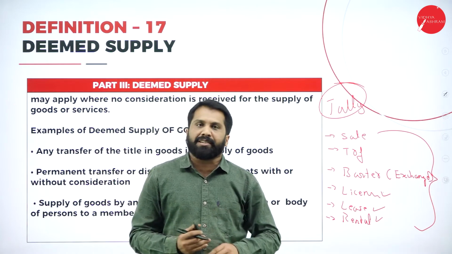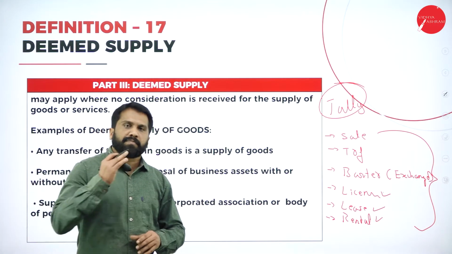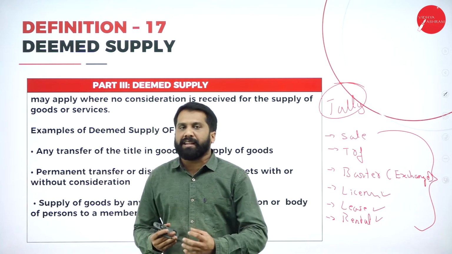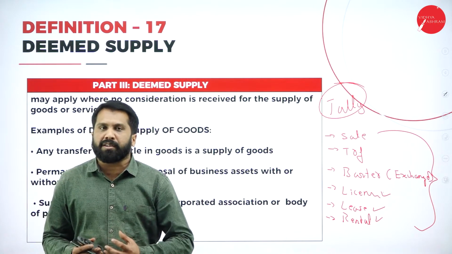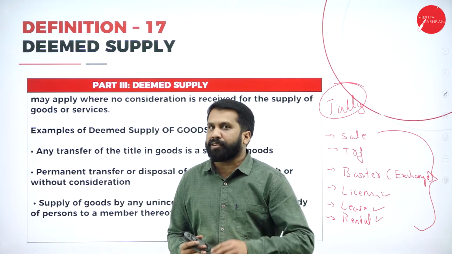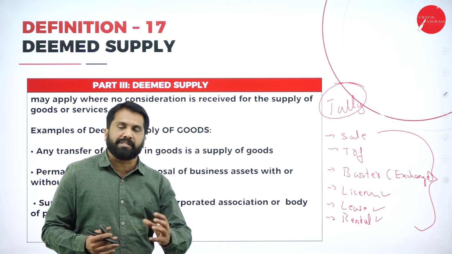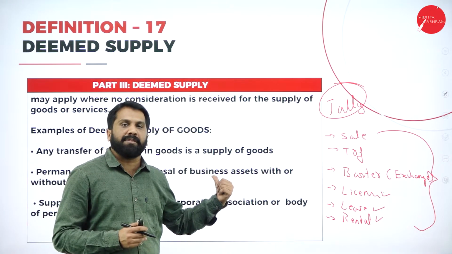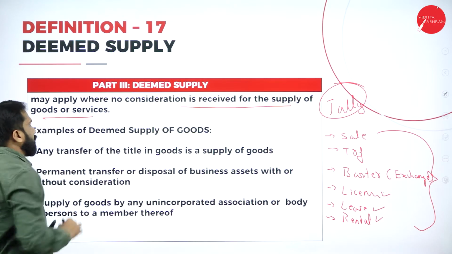Anything which is for less consideration, anything which is without consideration, we consider that as deemed supply. Normally, if you do any transaction with related parties, with your relatives, your family members, your close friends, even though the value is 100 rupees, you will give it free of cost. Even though the market value is 500, you will give it for 100 rupees, lesser than the actual value. That's why, in case of any transaction between relatives, related parties or anybody at free of cost or less consideration, we call it deemed supply. It may apply where no consideration is received for the supply of goods or services.